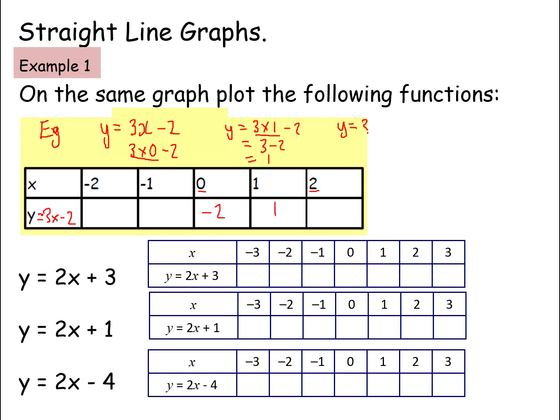So x is 2, so we do 3 times 2 minus 2. That's 6 minus 2, which equals 4. Right. Because we're always timesing x by 3, that's why you can see there's a pattern of plus 3. Can you see it's going up by plus 3?